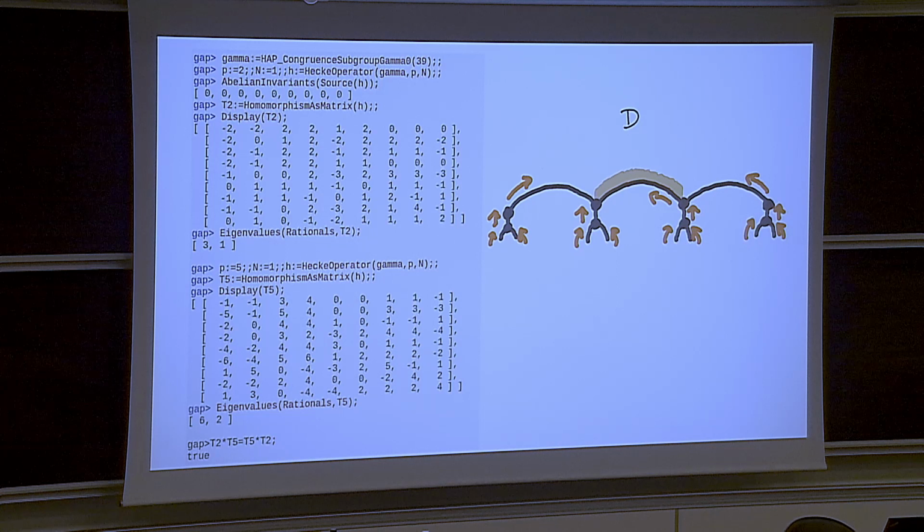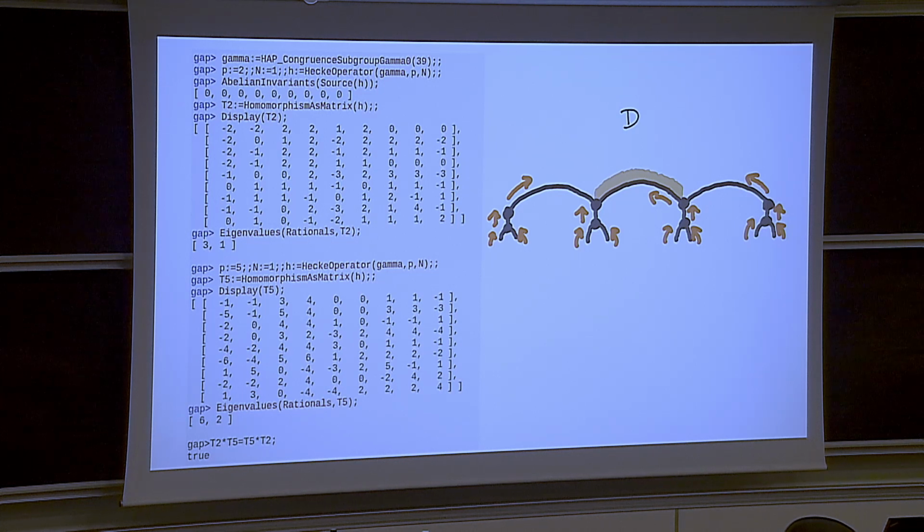What I mean by N is the degree of the cohomology. Now I've switched. Okay, so in the cohomology of degree 1 with p equal to 2, you ask for the Hecke operator, and it gives you this on the whole cohomology. And you get it as a homomorphism, which you convert to a matrix, and this is the matrix representing the Hecke operator T2. And then you can ask GAP for eigenvalues, and so on.